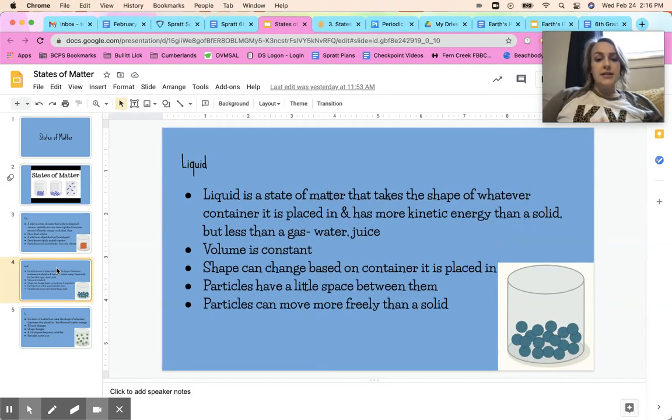A liquid is a state of matter that takes the shape of whatever container you place it in. It has more kinetic energy than a solid, but it has less kinetic energy than a gas. An example would be water or juice. The volume is constant. The shape can change based on the container that you place it in. So if you place it into a water bottle, it's going to take a different shape than if you were to place it into like a bucket. The particles have little space between them, and the particles can move more freely than a solid.